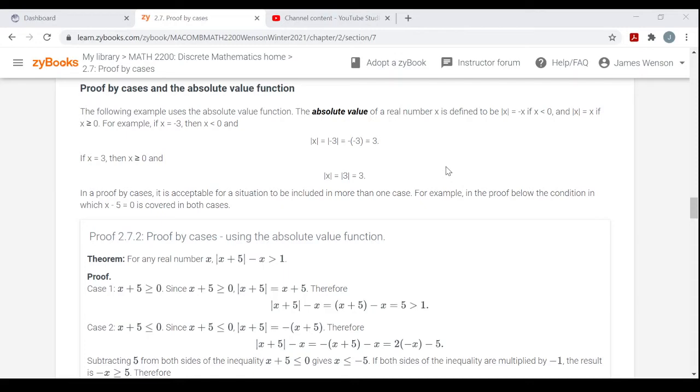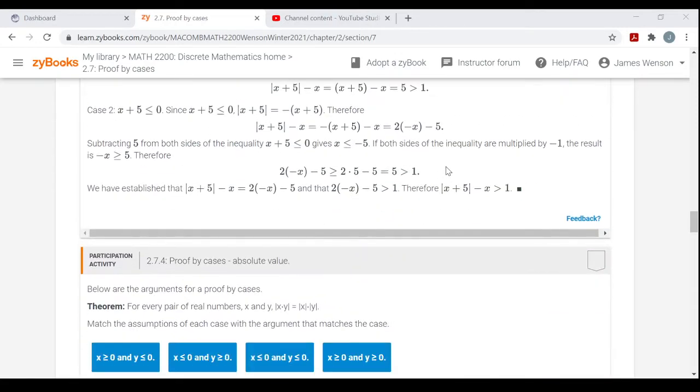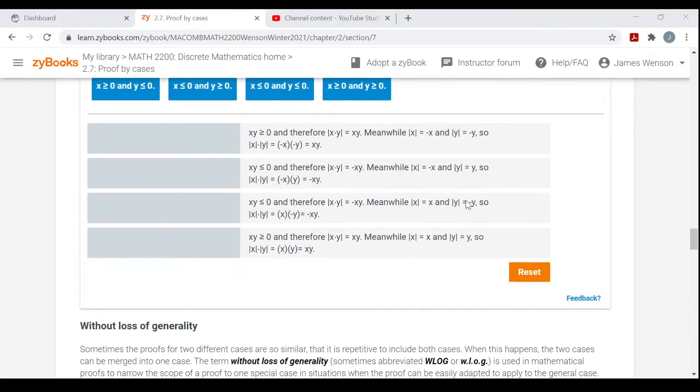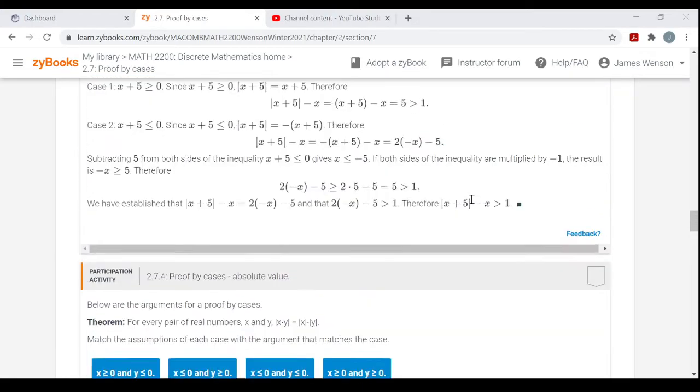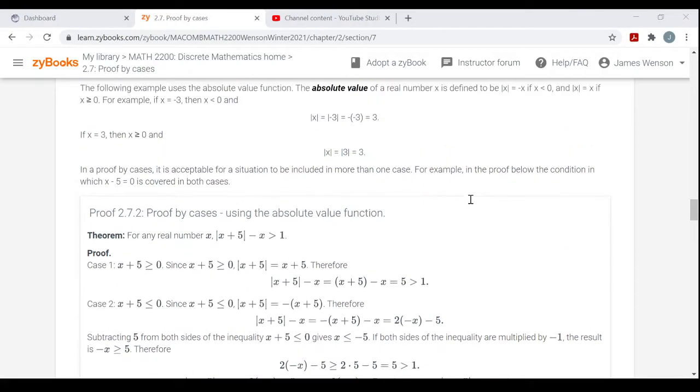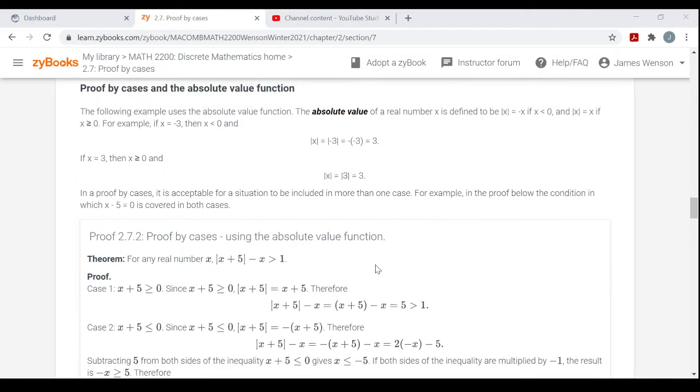Alright, so I'll show you, we got the proof there, and this proof here. Now this is just fill in the blanks. So I'll do this first one. I'm going to write out this theorem and show you how we would prove this by cases on paper.